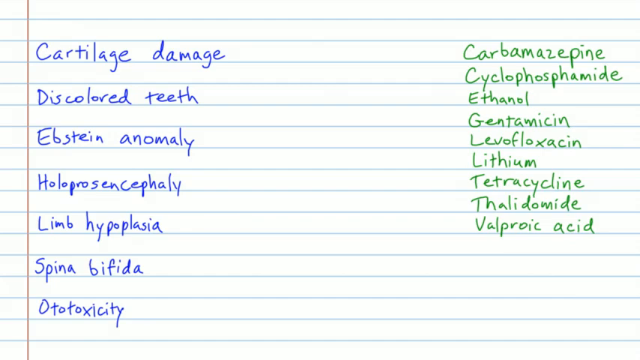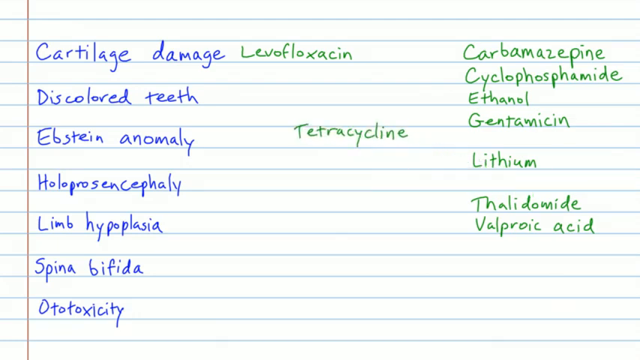So the first one, we have cartilage damage. That's caused by levofloxacin potentially. Remember, fluoroquinolones hurt the bones. Discolored teeth can be seen with tetracyclines. Epstein anomaly, that's a cardiac anomaly where the tricuspid valve is displaced downward into the right ventricle so that the right ventricle is hypoplastic and the right atrium is abnormally large. We said that's associated with the use of lithium.